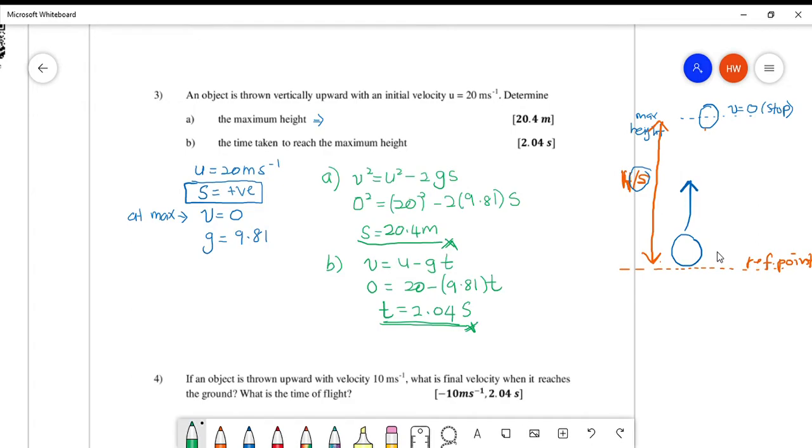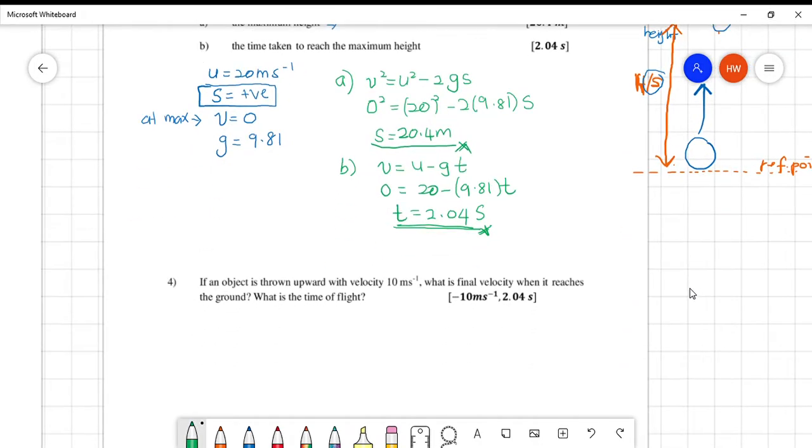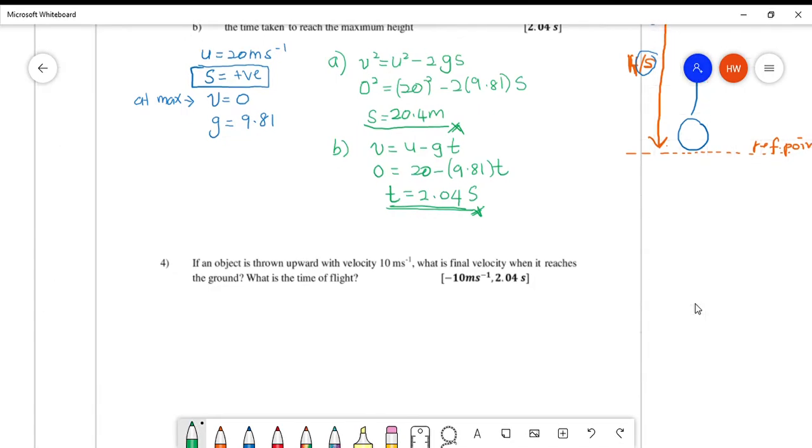Okay, if an object is thrown upward. Okay, soalan yang keempat ni dia makin susah sikit lah. Okay, satu object is thrown upward with a velocity of 10 meter per second. What is final velocity when it reach the ground? So, kalau awak baling bola, dia akan naik atas. Contohlah baling bola, naik atas. And then, bola tu dia akan jatuh ke bawah balik lah. Okay, so the path it will take is something like this.